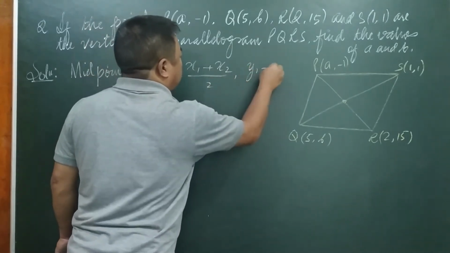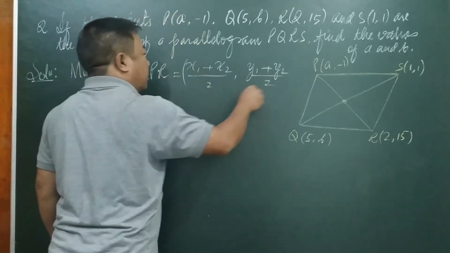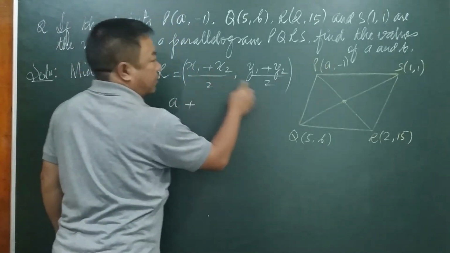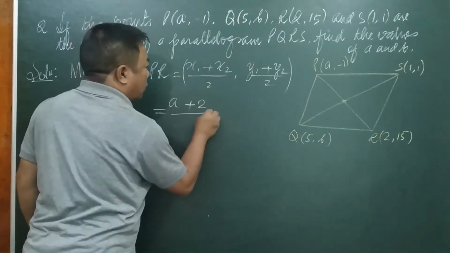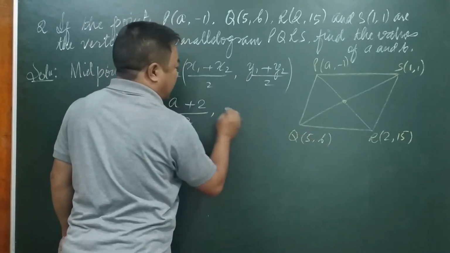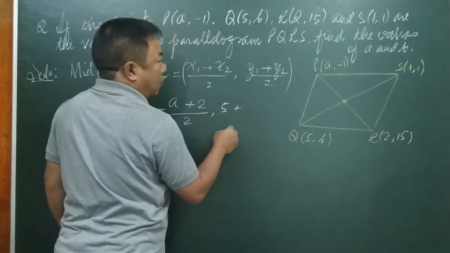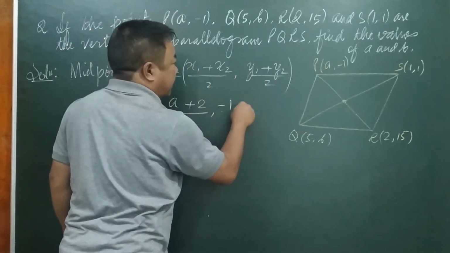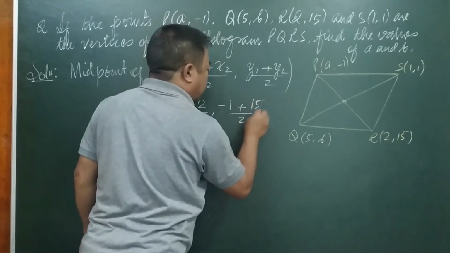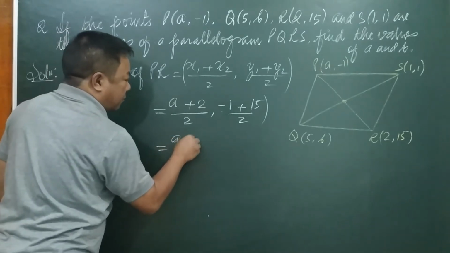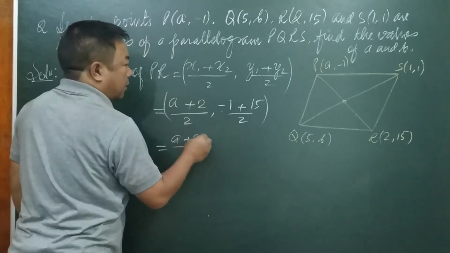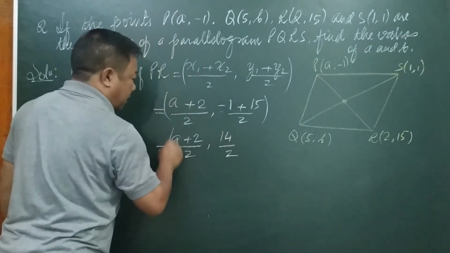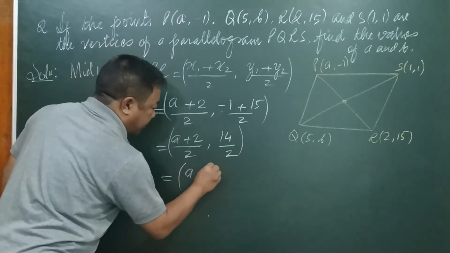Using the midpoint formula, the midpoint is ((x1 + x2)/2, (y1 + y2)/2). So for PR, the midpoint is ((A + 2)/2, (-1 + 15)/2), which is ((A + 2)/2, 14/2).